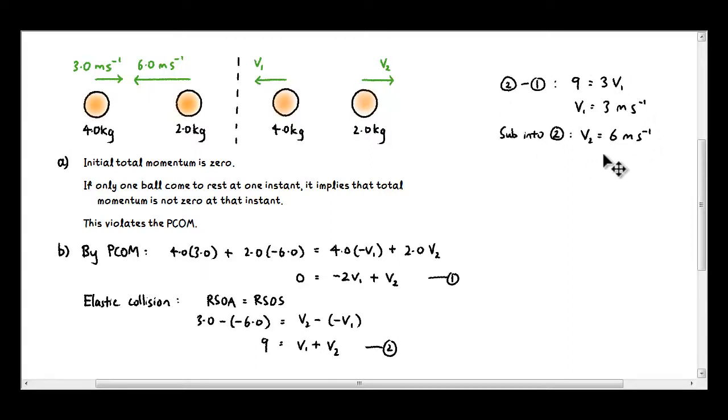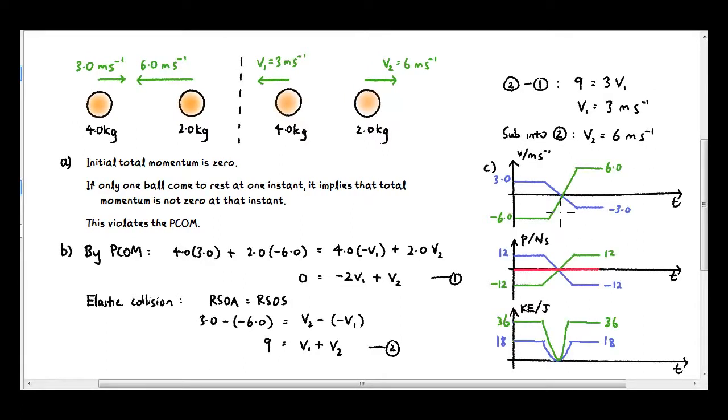So after solving the simultaneous equations, we obtain v2 is equal to 6 meters per second. Let's move on to part C. So this is the velocity-time graph. The blue line is for the 4 kg ball and the green line is for the 2 kg ball. For the 4 kg ball, its velocity went from 3 meters per second before the collision to negative 3 meters per second after the collision, from positive 3 to negative 3. For the 2 kg ball, it went from negative 6 to positive 6.